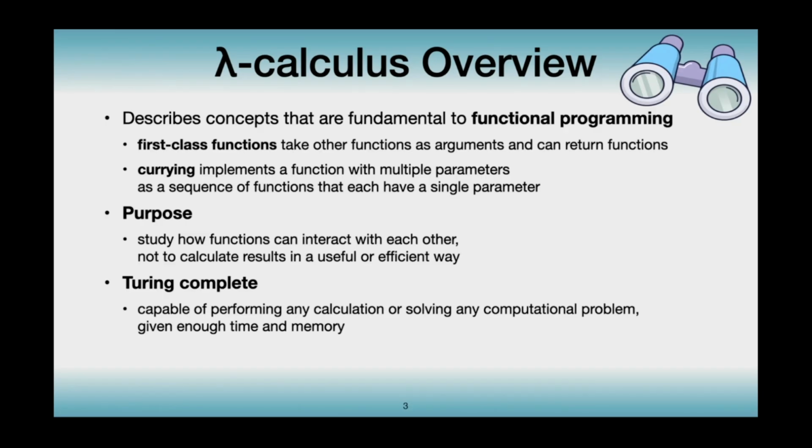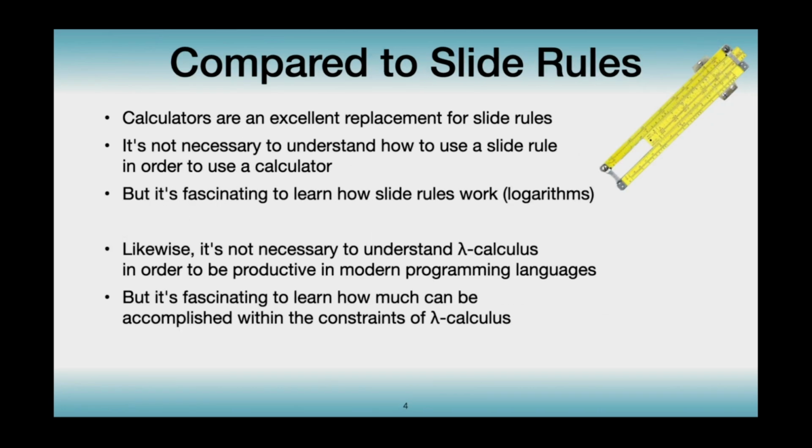So the purpose of lambda calculus was to study how functions can interact with each other, and while you can calculate results, the way that it happens is not very efficient at all. It's not the way you would want to do it. But keep in mind that this is something that was invented in the 1930s before they had computers to actually test this out on. And so it was very theoretical at the time. Lambda calculus is Turing complete. And so anything that can be computed with lambda calculus.